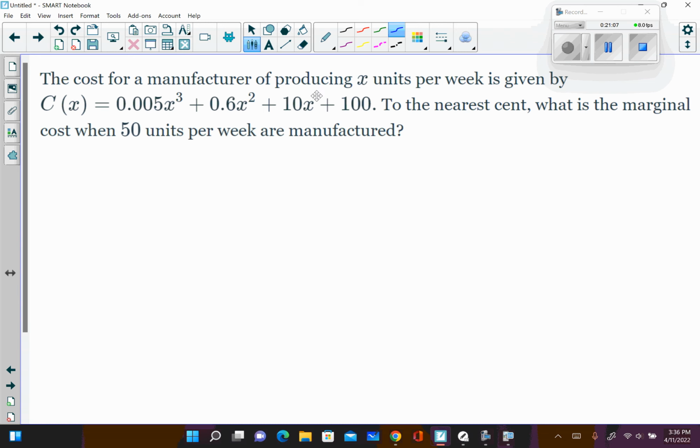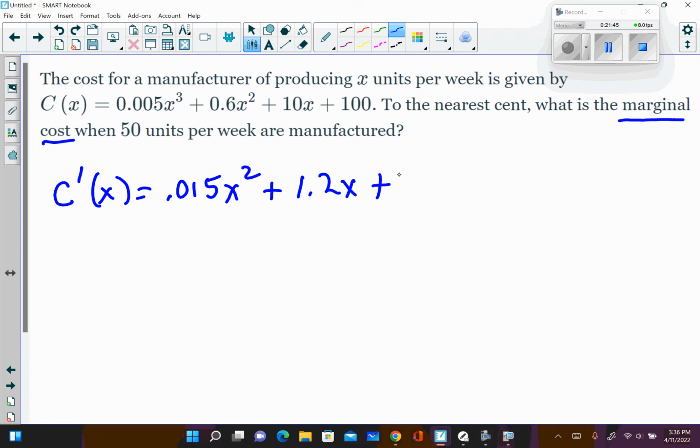Cost of manufacturing, or cost for a manufacturer producing x units per week, is given by C of x. The marginal cost just means the derivative of the cost. It is the exponent 3 times 0.005, which is 0.015. x cubed becomes x squared. The next term is plus 2 times 0.6, which is 1.2. x to the second becomes x to the first. The derivative of 10x is just 10. And the derivative of 100 is 0.